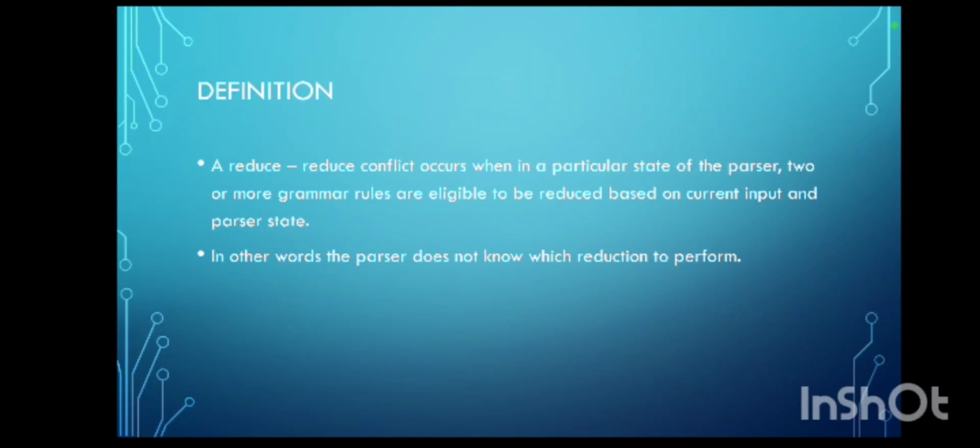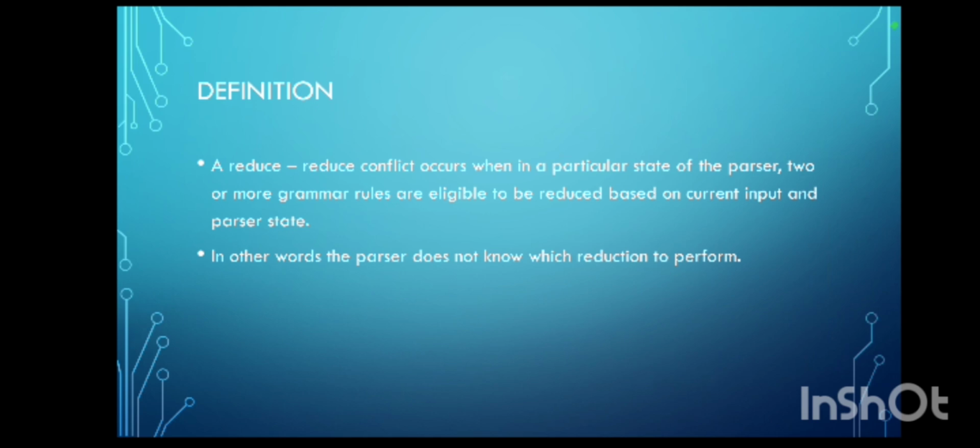I am here to explain the topic reduce conflict. We will see the definition, the core reasons, advantages, disadvantages, and one example, and that's it.